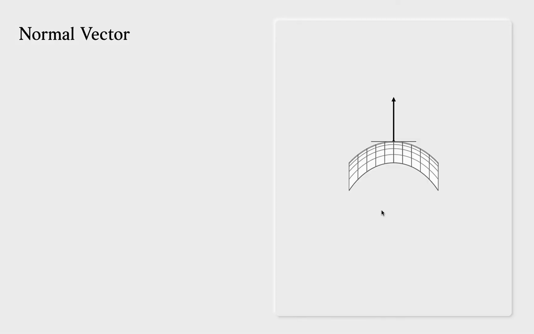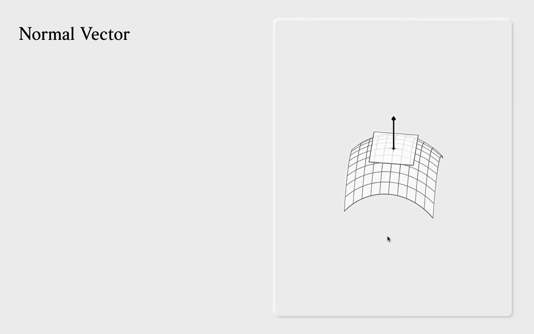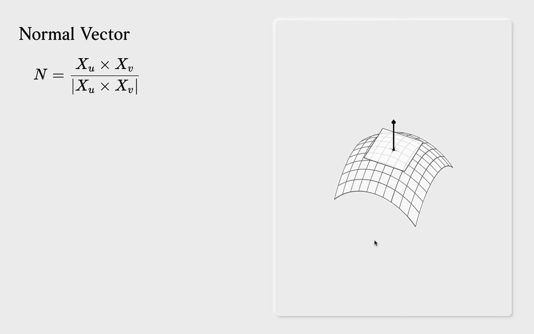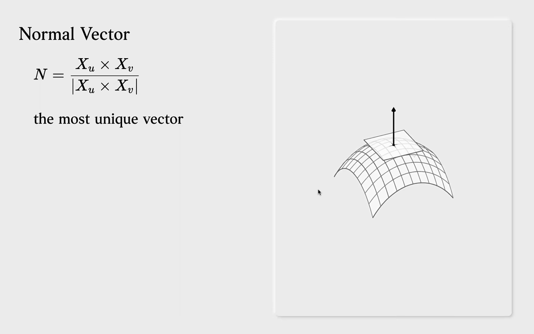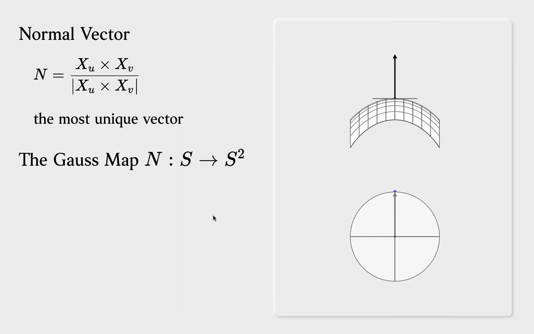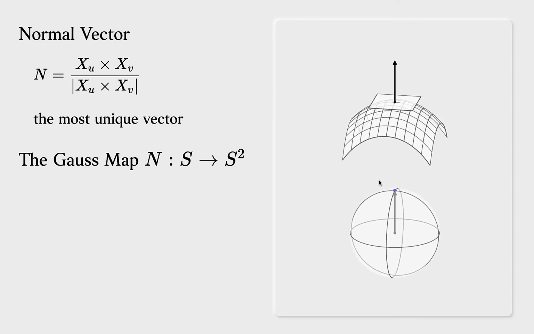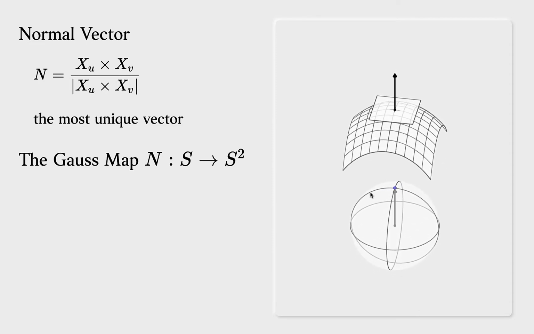Normal vector. It's the unit vector perpendicular to the tangent plane. And it's also quite easy to calculate using this formula. And if we have a different parametrization, the x sub u and x sub v might change, but the normal vector will stay the same. It's the most unique and important vector. Gauss map. If we translate all the normal vectors to the origin, then we have the Gauss map, a map from a surface S to a unit sphere.